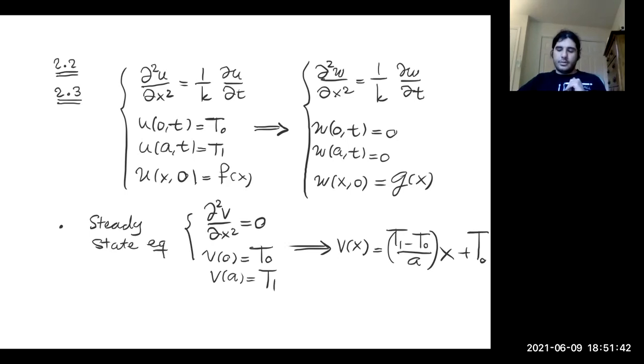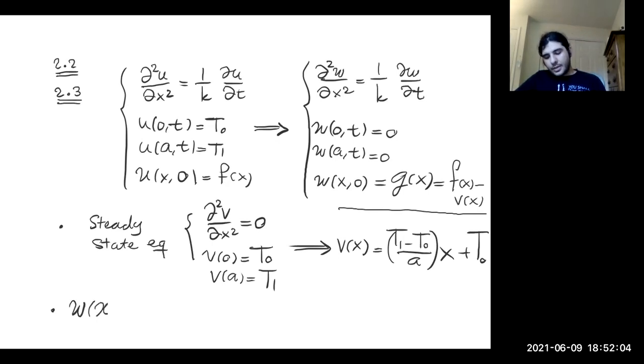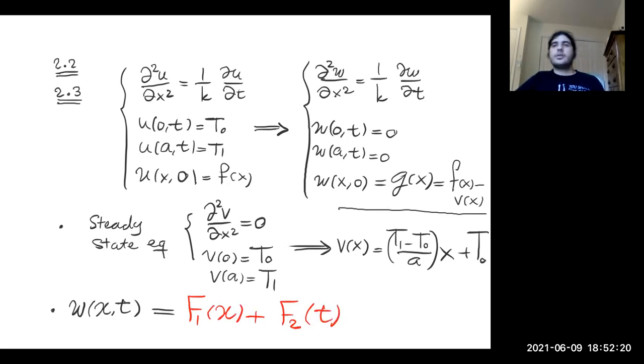Okay, now we know g is equal to f of x minus v of x, which this is our v of x. Now we want to find this function w. So I proposed two ways we can solve this one. Let's try both of them. One was assuming that the function w can be written as the sum of two other functions. Let's show them with, let's say, f1 and f2, where f1 is only a function of x and f2 is only a function of t.